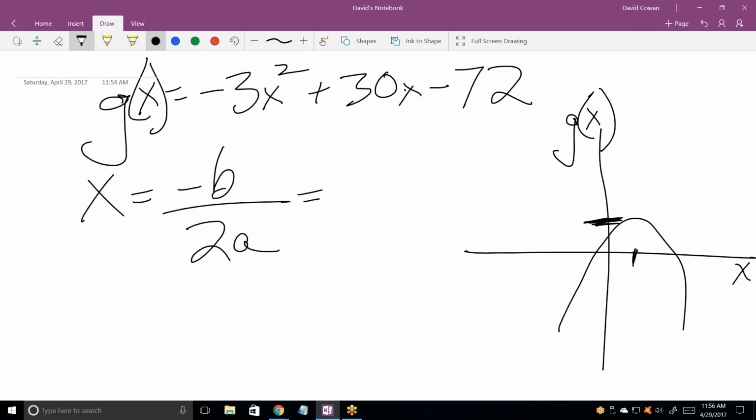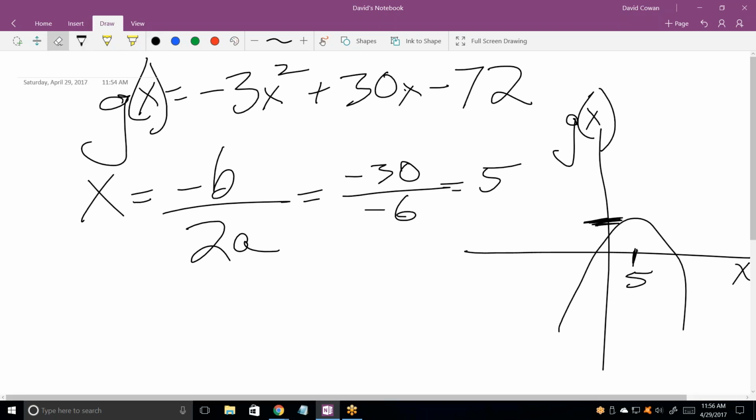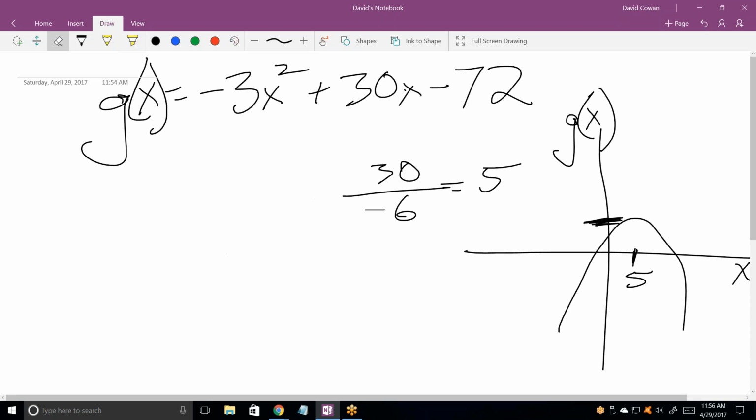So what's minus b over 2a? Negative 30 over negative 6. There's 5. So that point, yes, that's what I got. 5. And then it told me to plug in the x's for 0 to find the function's minimum or maximum value. Hold on.